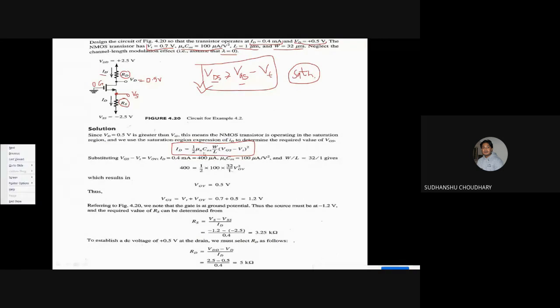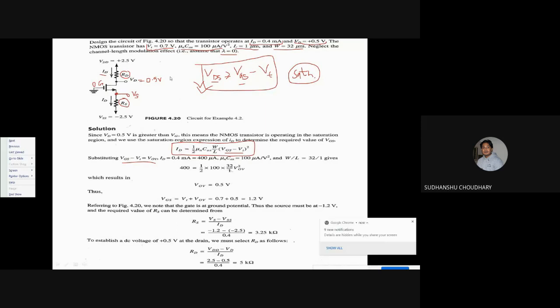The mu and Cox is already given to us, 100. W and L are also given: L is 1, W is 32 micrometer. VT is given to us. Let us say VGS minus VT is the overdrive voltage, VOV. And we solve for VGS minus VT because ID, the drain current, is also given to us: 0.4 milliamperes.